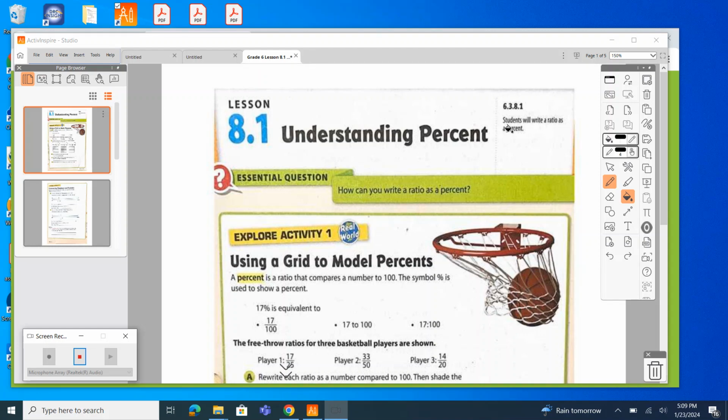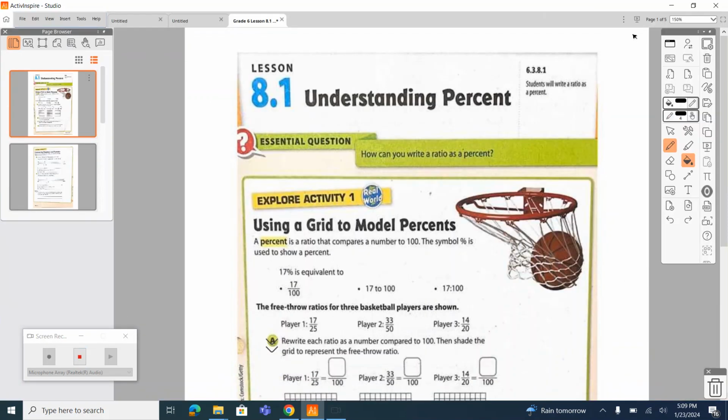Hello, and welcome to our lesson 8.1, Understanding Percents. So I want to go through some things on percent and make sure we understand what we are doing.